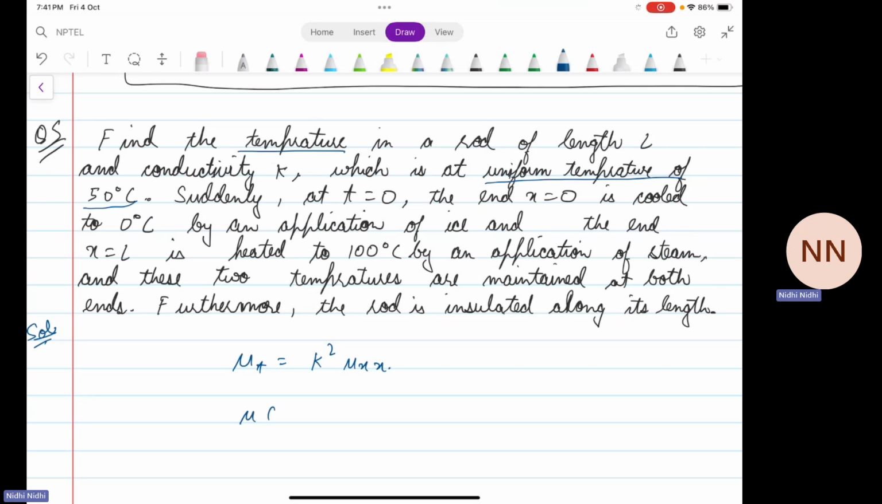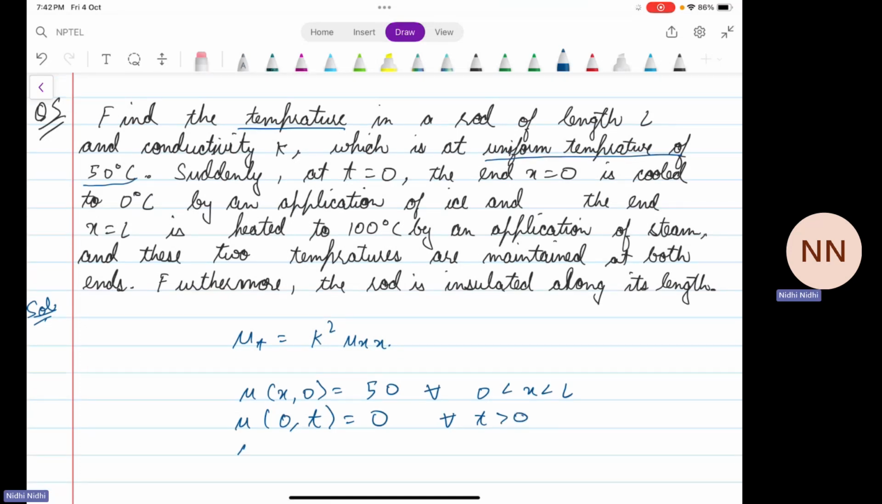So we have u(x,0) equals 50 for every x with 0 strictly less than x strictly less than L. At the end x equals 0, we have maintained a temperature of 0 degrees Celsius. So u(0,t) is equal to 0 for every t positive. And at the end L, we have maintained a temperature of 100 degrees Celsius for every t positive.